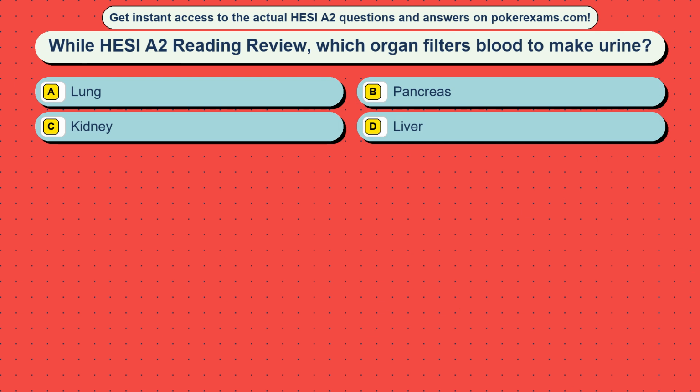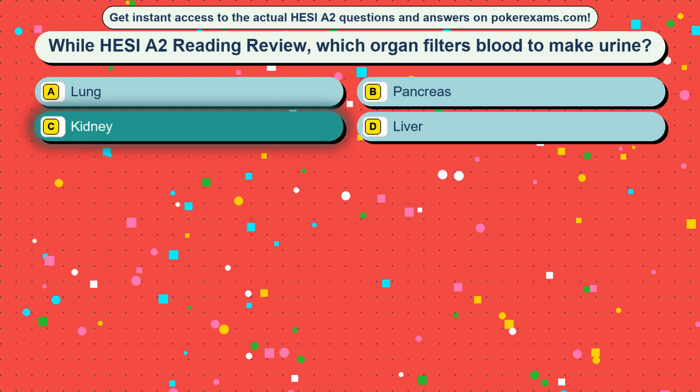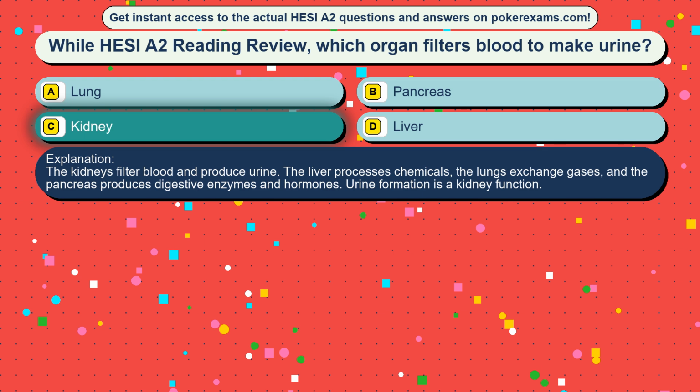Question 47. While HESI A2 reading review, which organ filters blood to make urine? Option A, lung. Option B, pancreas. Option C, kidney. Option D, liver. The correct answer is option C, kidney. The kidneys filter blood and produce urine. The liver processes chemicals, the lungs exchange gases, and the pancreas produces digestive enzymes and hormones. Urine formation is a kidney function.